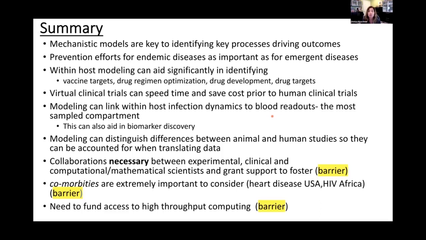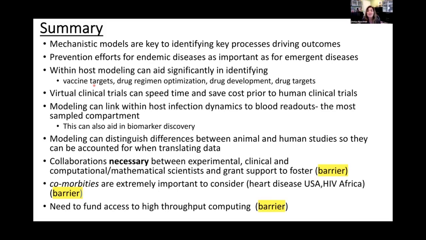So all those papers are available on our website, and I'll just end with a summary of what I think are strengths and barriers of the current approaches. I believe mechanistic models are key to identifying processes driving outcomes. Prevention efforts for diseases are important for those that are endemic as well as those that are emergent. Within host modeling can aid significantly in identifying vaccine targets, drug regimen optimizations, drug development, and drug targets. Virtual clinical trials can speed time and save costs.